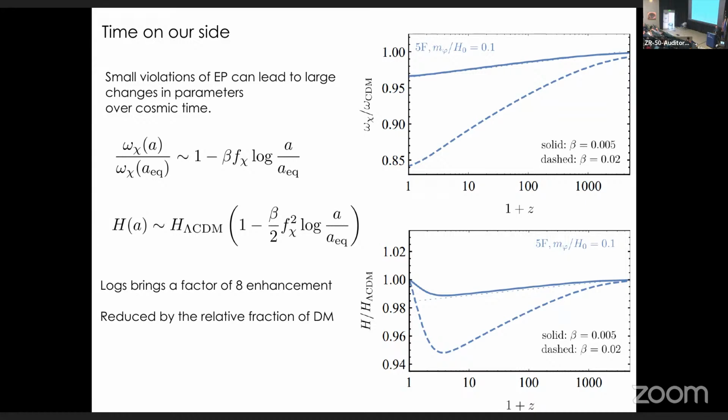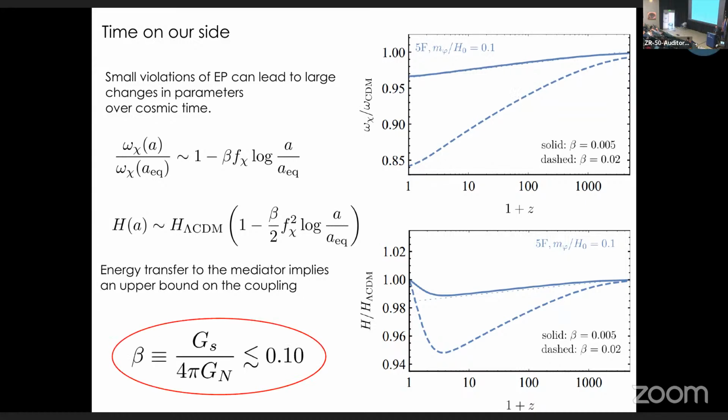And this already brings one consequence I'm just going to flash very quickly, which is that you can put a bound on this new force without even looking at the data. Because of this log enhancement, if this beta was 10%, we would end up having no dark matter today. The universe would be dominated by this mediator, which would overclose the universe instantaneously. So just by the fact that we are having this conversation right now, I can tell you that this force has to be less than 10%.